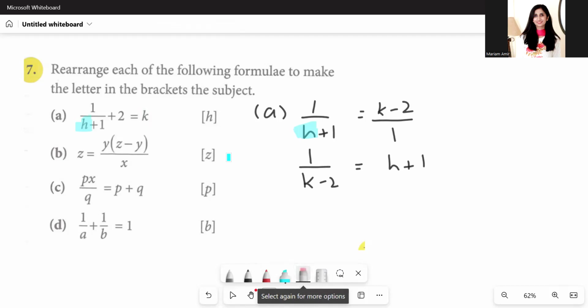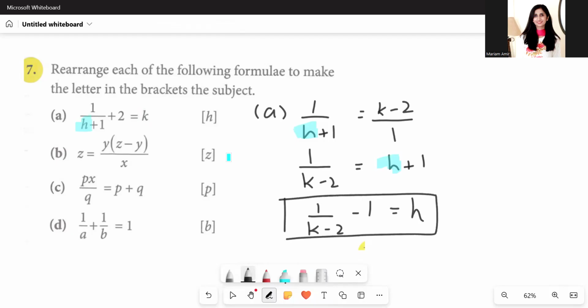Okay, now in order to make H the subject, what needs to be moved? The plus 1 will go to the other side, become negative 1. 1 upon k minus 2 minus 1 equals H, which is going to be the answer for the first part. You don't need to take LCM here. There's no need of that. This is a good enough answer. The answer at the back will be an equivalent form of this.